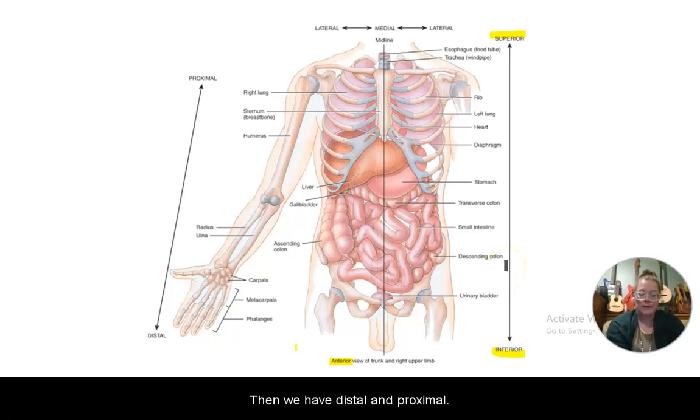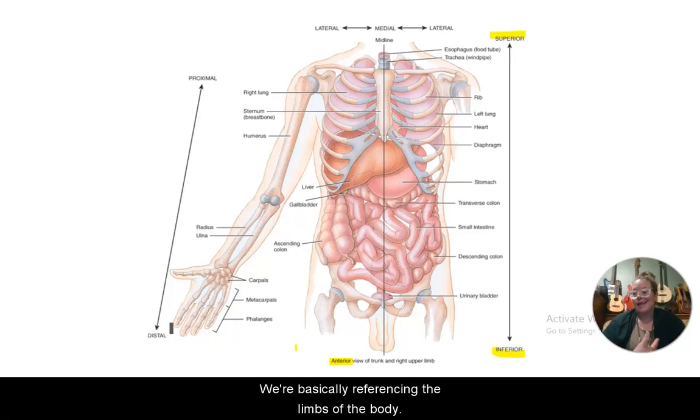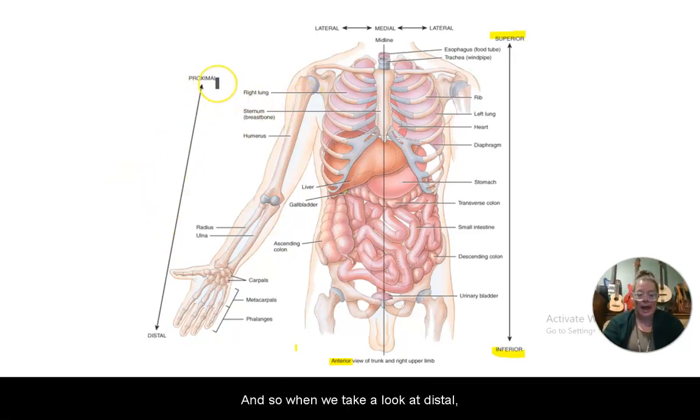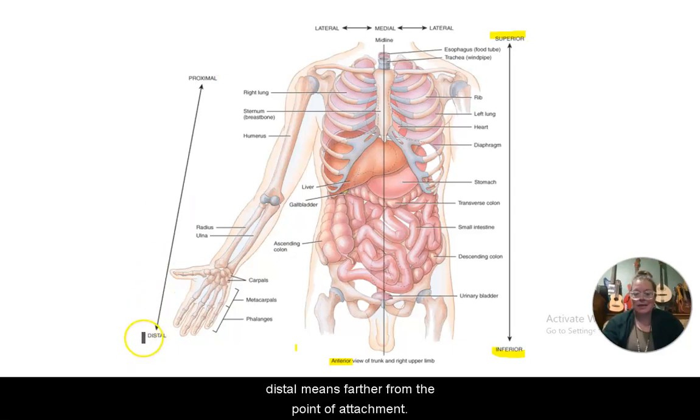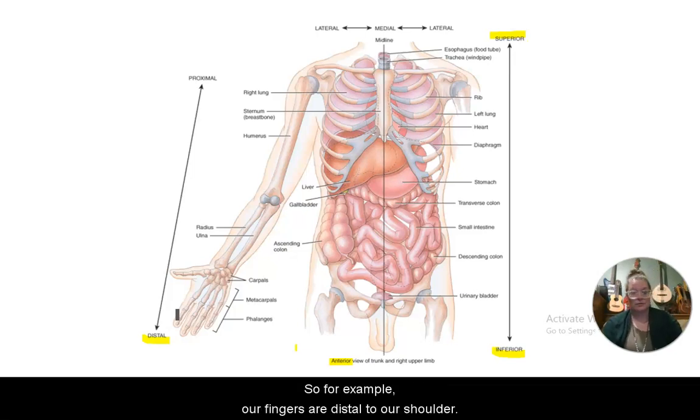Then we have distal and proximal. If you look at distal and proximal, we're basically referencing the limbs of the body. For this example, we're taking a look at the arm. Distal means farther from the point of attachment. We think about how our arm is attached via our shoulder, so distal means it's more distant from where it's attached. For example, our fingers are distal to our shoulder.